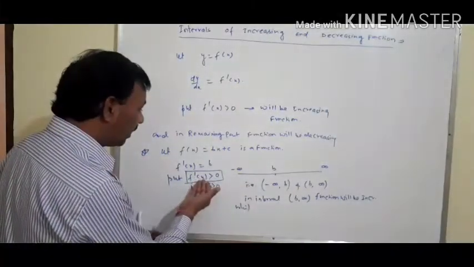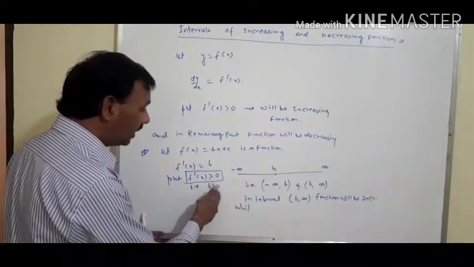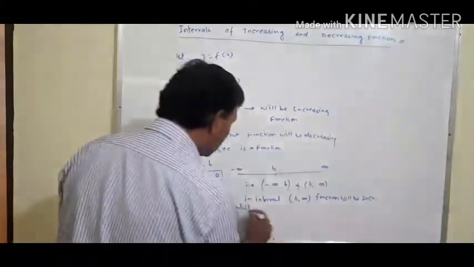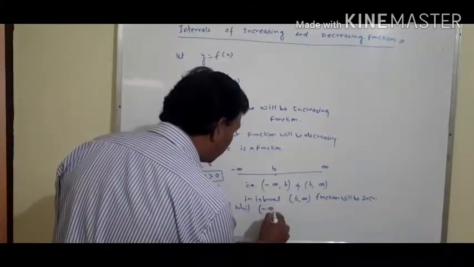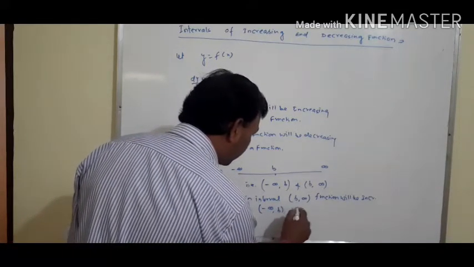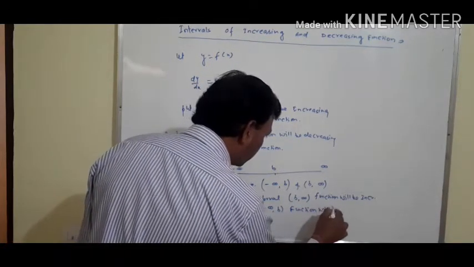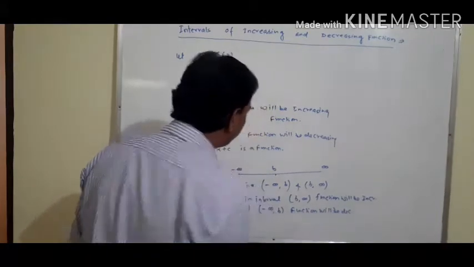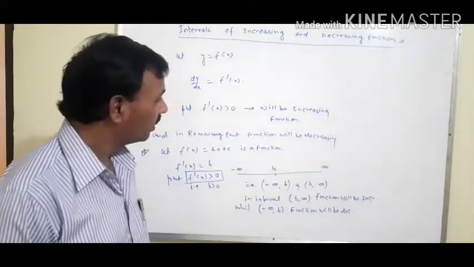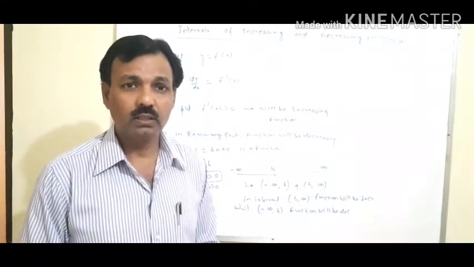while if f dash of x is less than 0, that means b is less than 0. b less than 0 means the left side from this b, that means in the interval minus infinity to b, the function will be decreasing. So this is a very simple topic. Now in the next video we will discuss tangent, normal and its slopes.